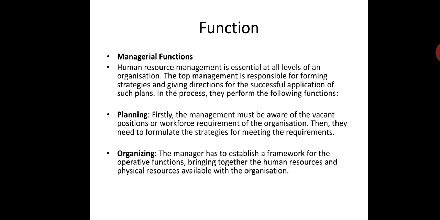Okay. Next is organizing. The manager has to establish a framework for operative functions, bringing together the human resources and physical resources available within the organization. In the first part we decided what we need and how we are going to satisfy our human need. In this second step, we are actually going to start organizing these things. The manager has to establish a framework. The manager decides how we are going to get human resources. For example, from internet advertisement, from paper advertisement, from LinkedIn accounts. The how and from where. This framework is to be decided and established here in the organizing function.